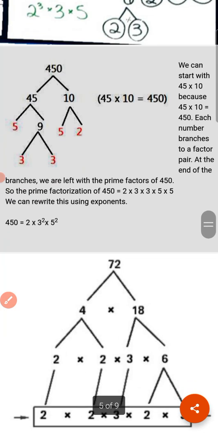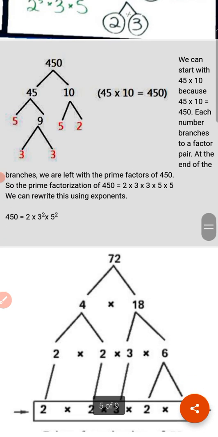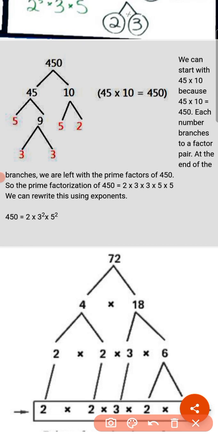Let me explain a few more examples, children. Our next number is 450. Here we can start with 45 into 10. Children, the factor tree method is great because we can start with any factors, not just prime factors. Then we continue to branch out until we only have prime factors left.